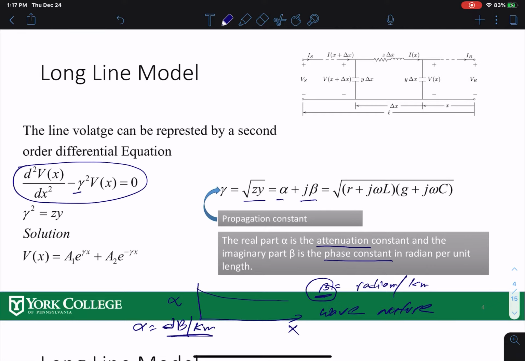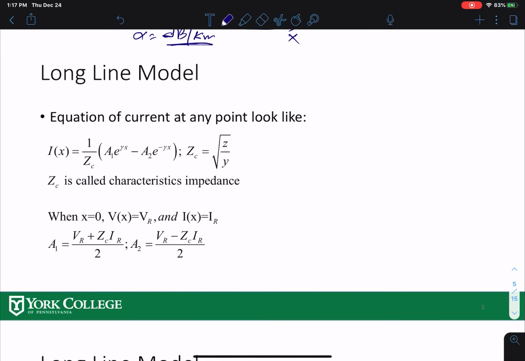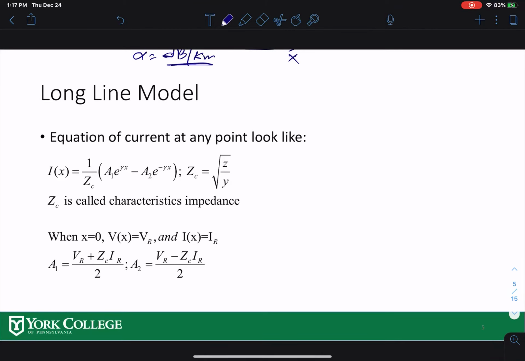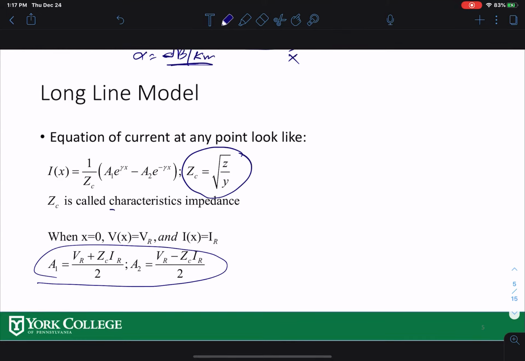The proposed solution for this is A1 exponential gamma x plus A2 exponential negative gamma x. If we do that math, you will come down to these two solutions for A1 and A2. There's one quantity to mention here, which is ZC. It's called the characteristic impedance. It's an important parameter for the transmission line, and we're going to talk about it more in the next class.